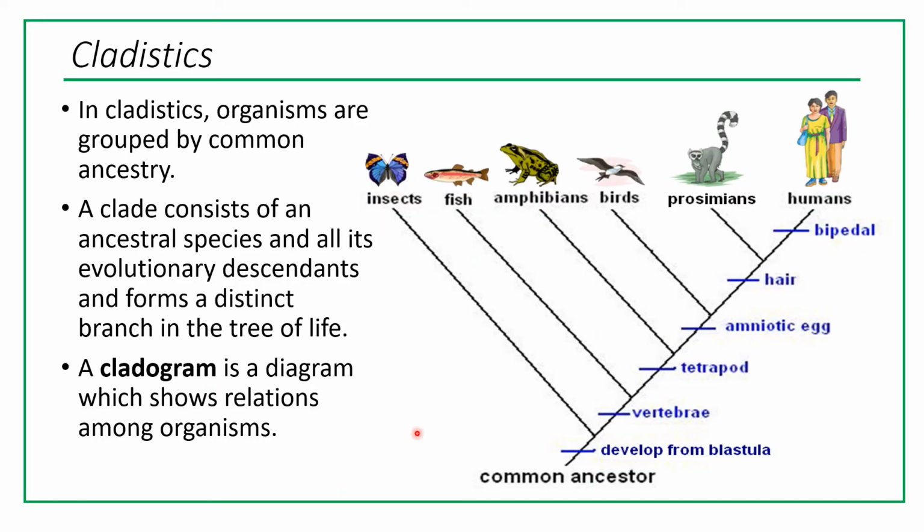Now, cladistics is the part of systematics where organisms are grouped by common ancestry. A clade consists of an ancestral species and all its evolutionary descendants and forms a distinct branch in the tree of life. So a cladogram is a diagram which shows relationships among organisms. All cladograms are diagrams with lines, right? And where these lines intersect, that intersection shows us a common ancestor.